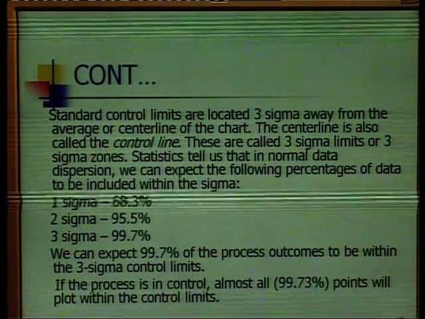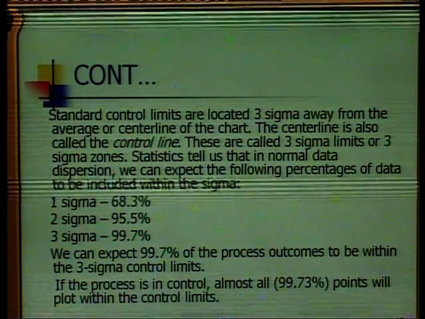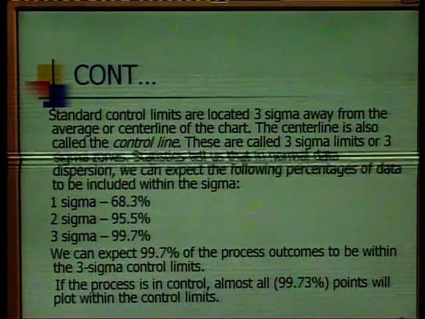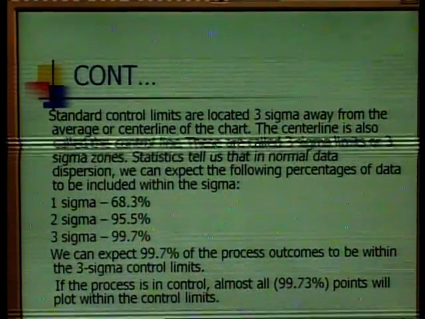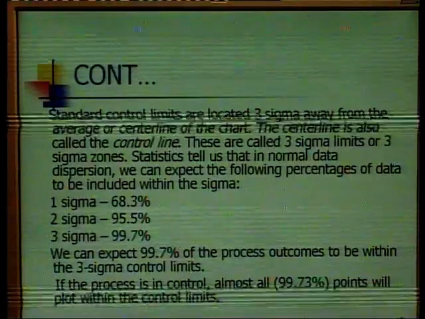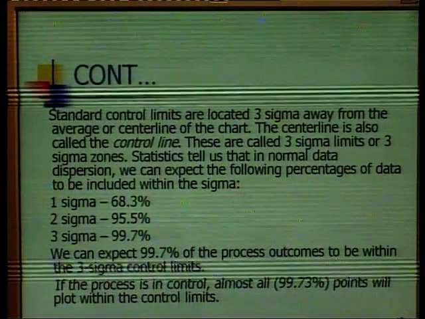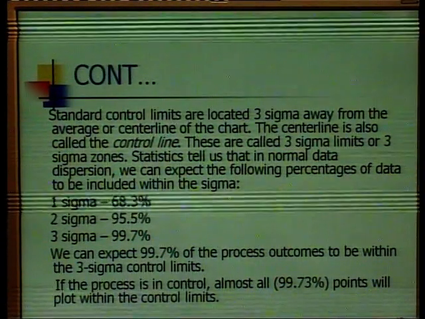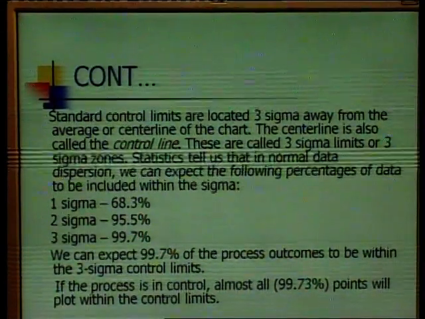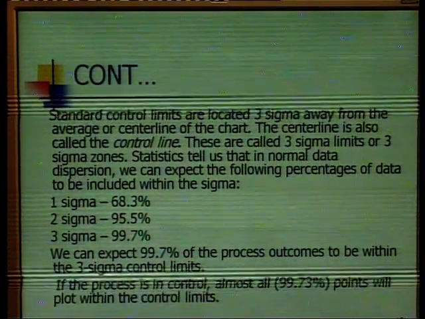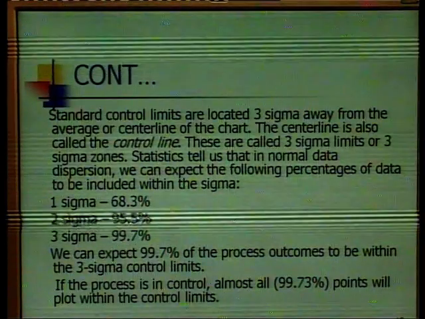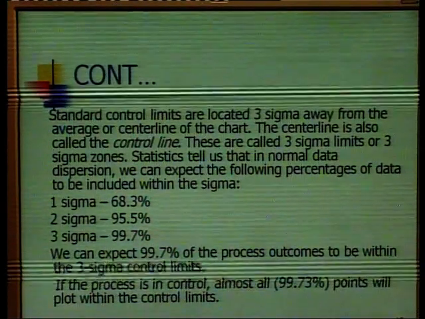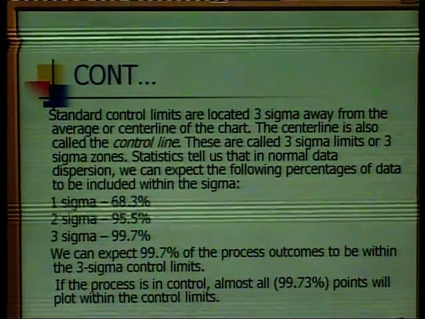Statistics tell us that in normal data dispersion, we can expect the following percentages of data to be included in the sigma levels. 68.3% of the data is covered in the 1 sigma zone, 95.5% of data is included in the 2 sigma zone, and 99.7% of data is included in the 3 sigma zone. That is, we can expect 99% of the process outcomes to be within the 3 sigma control limits. If the process is in control, 99.73% of points will be within the control limits.